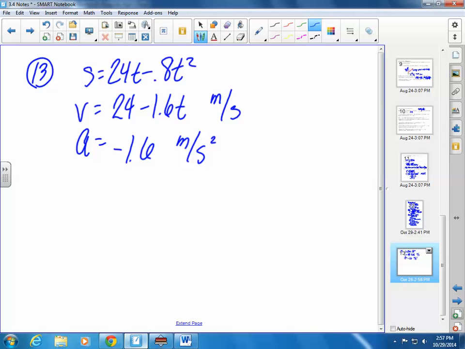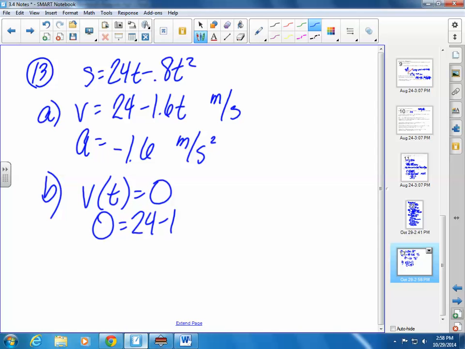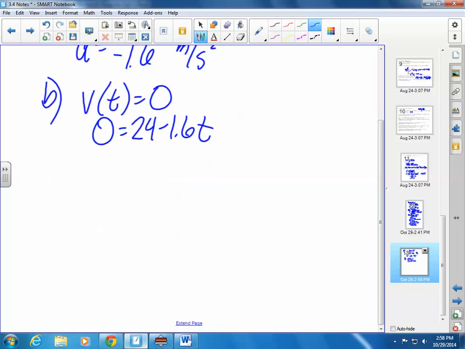Okay. So B, how long did it take the rock to reach its highest point? It's going to reach its highest point when your velocity is 0, when it stops. If I throw a ball up or a rock up, at some point it's got to stop and come back down, right? Stop just instantaneously, for a single instant. When it stops, that's when it's reached its highest point, when its velocity is 0. So I'm going to take my velocity equation, 0 equals 24 minus 1.6t. I'm going to solve that.